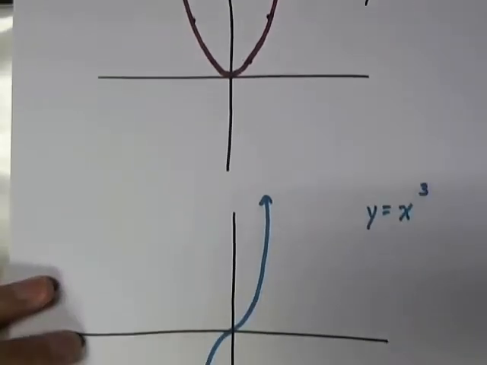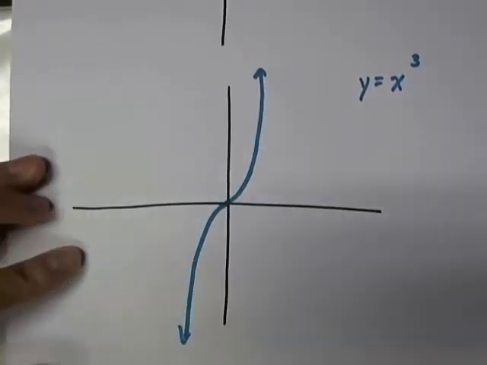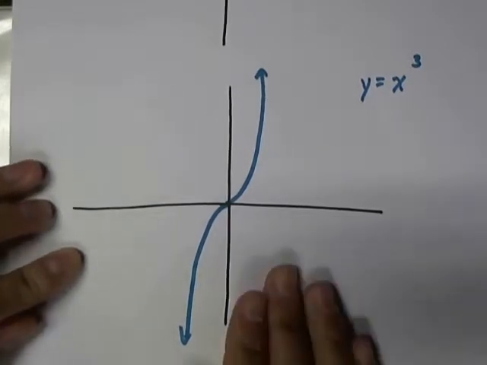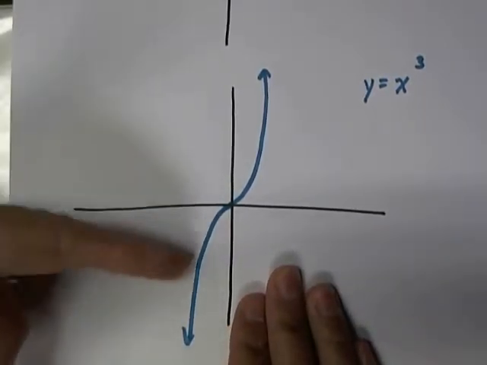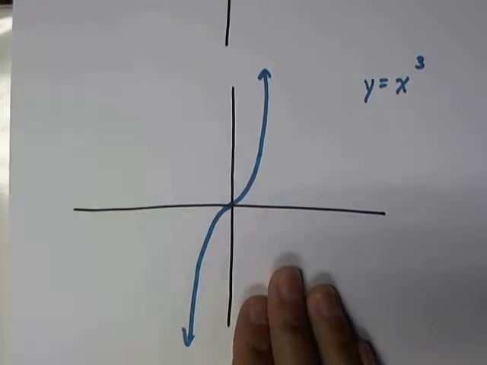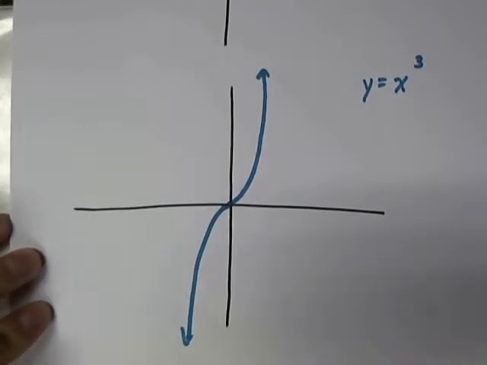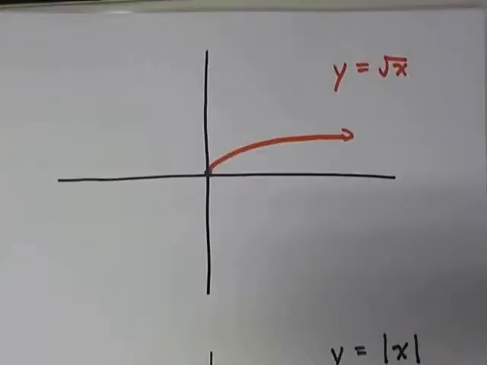Another type of example of a graph would be a cubic function, simply y equals x cubed, which looks similar to your parabola except half bent downwards, and it's a little bit skinnier because the cube allows us to increase or decrease our y values much more rapidly. We have a few others as well.